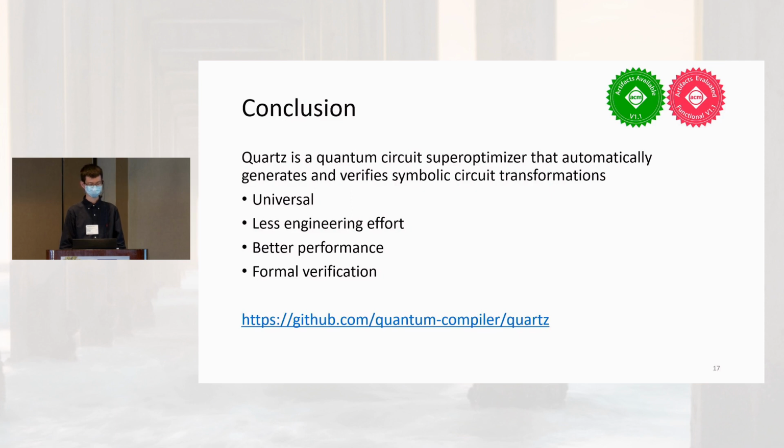In conclusion, we have presented Quartz, a quantum circuit superoptimizer that automatically generates and verifies symbolic circuit transformations. It's universal in that it can be applied to any gate set. It requires less engineering effort, leads to better performance, and also provides formal verification. It is available on GitHub.